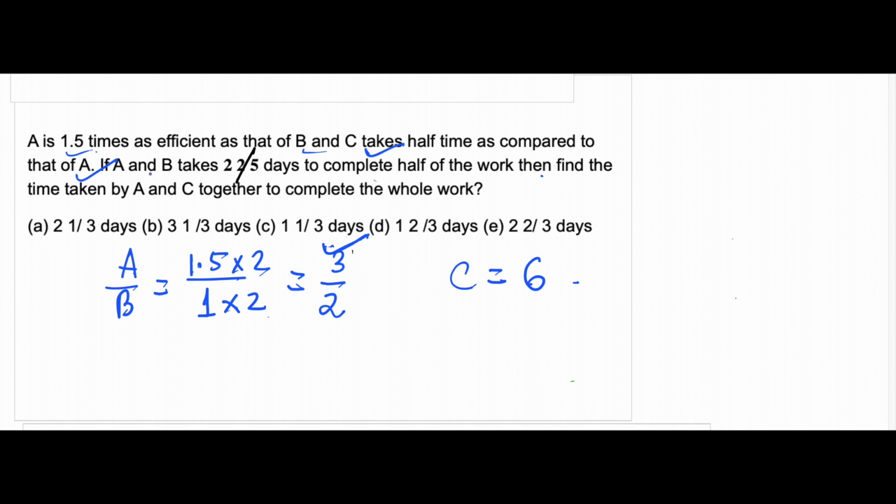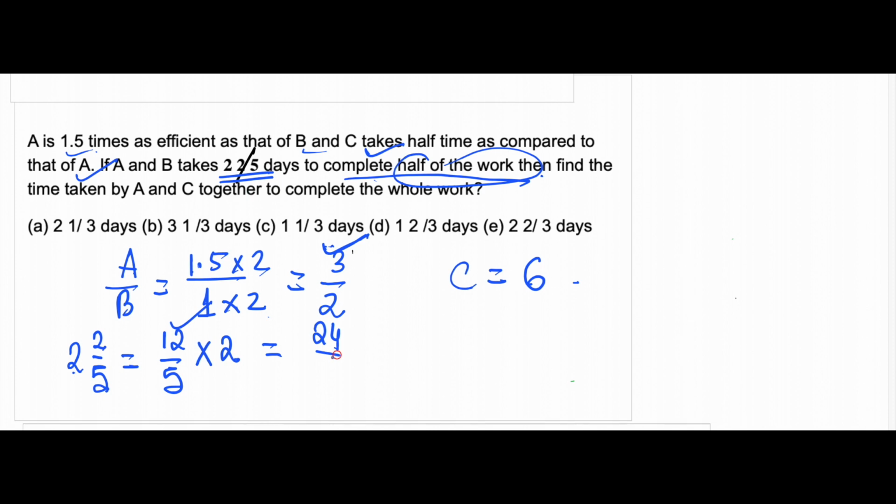Okay. Now A and B take 2 by 5 days to complete half of the work. 2 by 5 means 5 into 2, 10, plus 2, 12, so 12 by 5. So to complete half of the work, they take this time. To complete the whole work, they will take double the time. 12 by 5 into 2, that is 24 by 5.